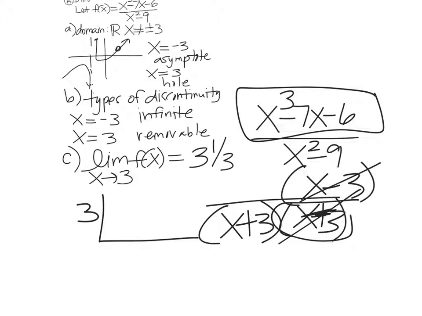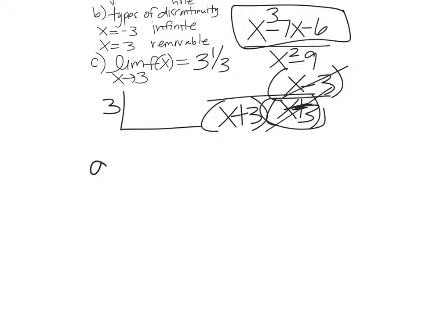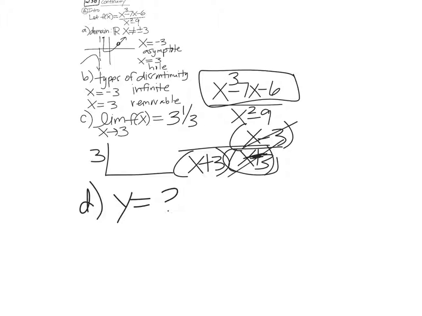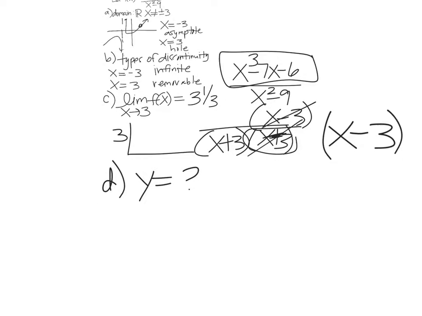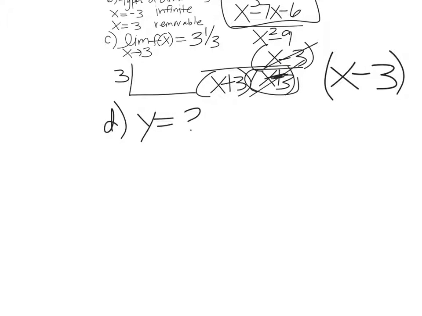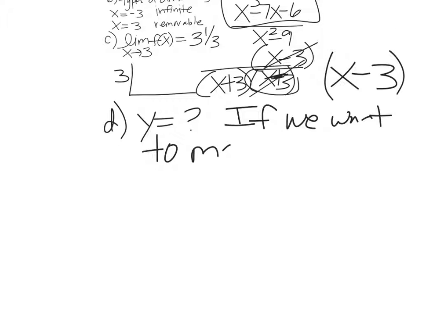Now, here's the question that they asked you in your homework last night that was very confusing. What should y equal to make it continuous? Wait, wouldn't the top be x plus this? No, because the removable hole is at x equals 3, so the factor that goes with that is x minus 3. Okay, so what should y equal if we want to make it continuous at x equals 3?